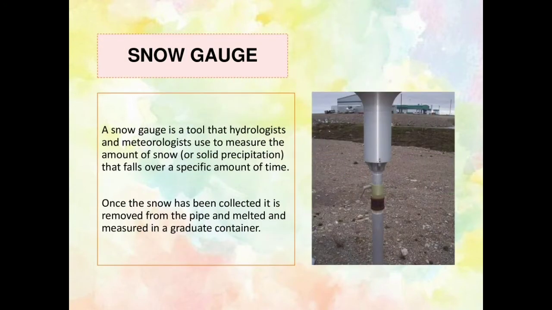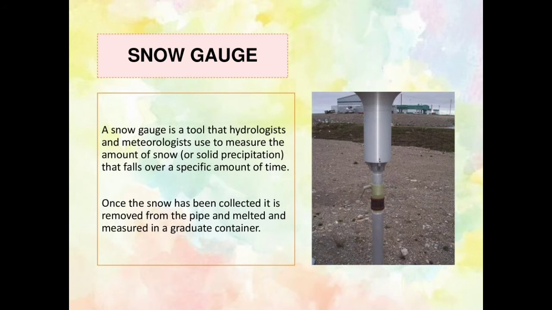Yes, you're right. This type of weather instrument is called snow gauge. A snow gauge is a tool that hydrologists and meteorologists use to measure the amount of snow or solid precipitation that falls over a specific amount of time. The snow gauge is a derivative of the rain gauge, which was invented in 1441 during the Joseon dynasty and called the chugogi.